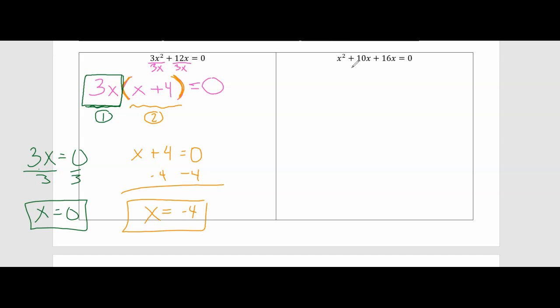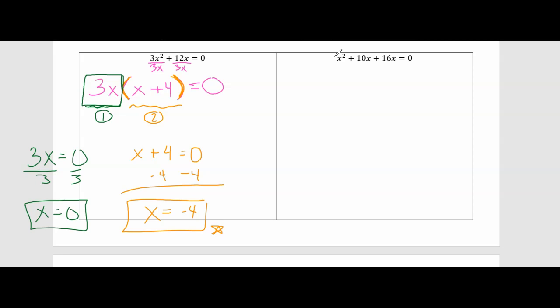Likewise, if I look at my orange factor here, if x is equal to negative 4, well, my orange factor is equal to 0. And then it doesn't matter what my green factor is, the left-hand side is still going to be 0. So if you can factor your equation into 2 or more factors, you can set both of those factors equal to 0 and just solve.